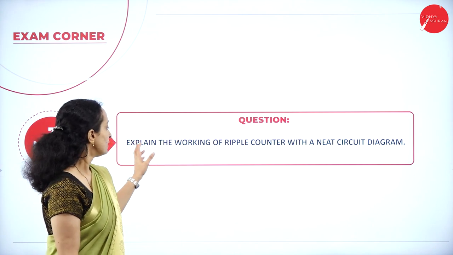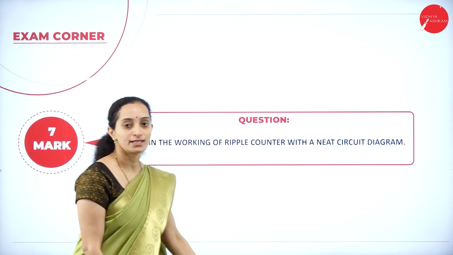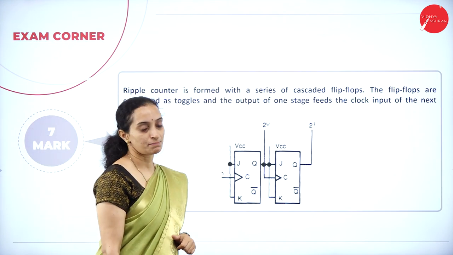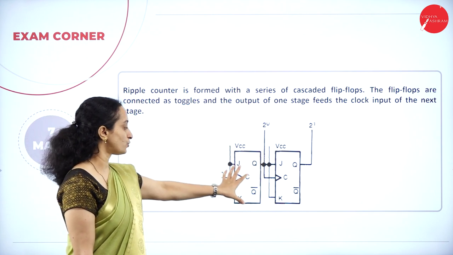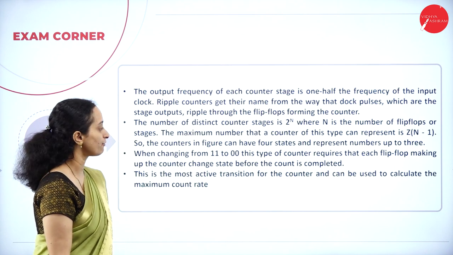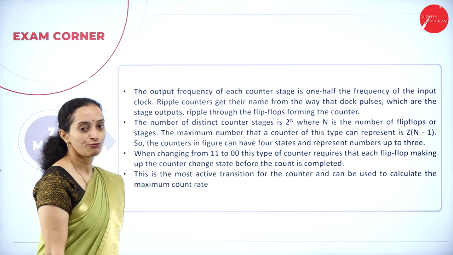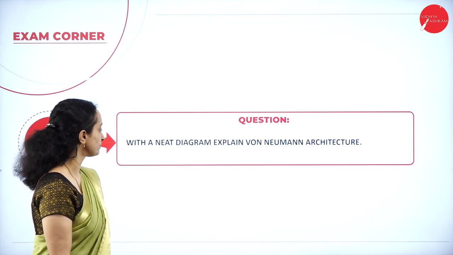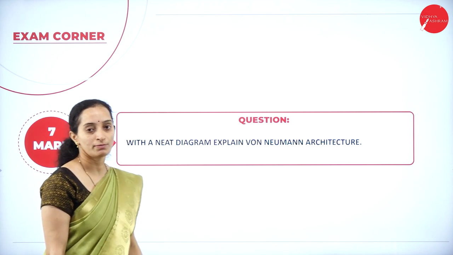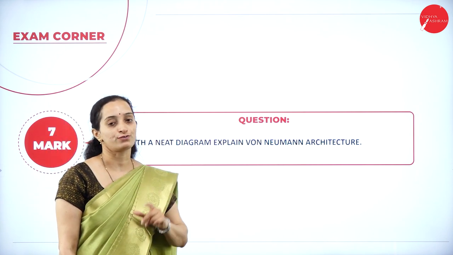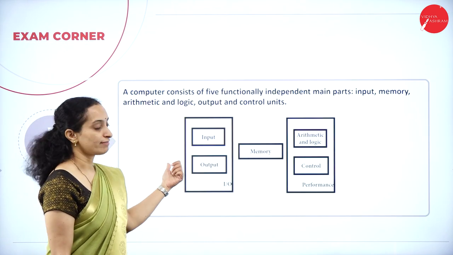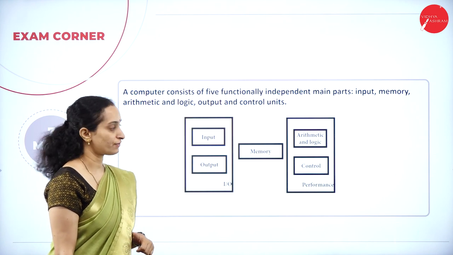Next comes the working of a ripple counter with a neat circuit diagram. The answer is given here. For the ripple counter, you can choose a JK or SR flip-flop diagram. Here it is the JK flip-flop. The explanation for the ripple counter is given here. Next question is, with a neat diagram, explain the Von Neumann architecture. The architecture of the computer has to be given. This is from the 4th unit. Here I have given the explanation for the question.